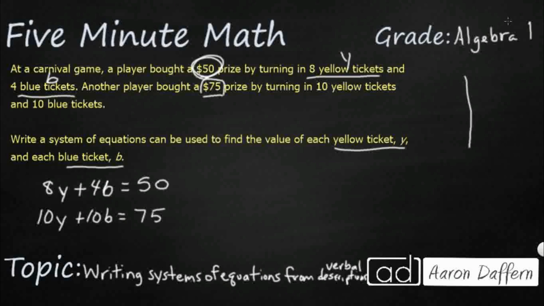So if I wanted to graph it, I could graph both of those. They're in standard form. I could put them in slope-intercept form, and they would look something like this, and I'd find that intersection point. And if I wanted to find a solution for both the yellows and the blues, you could also solve for one. So you could isolate the variable b, and then plug that value into the other equation, and you can end up solving for y. So there's two different ways to do it, but that's how you write systems of equations from verbal descriptions.